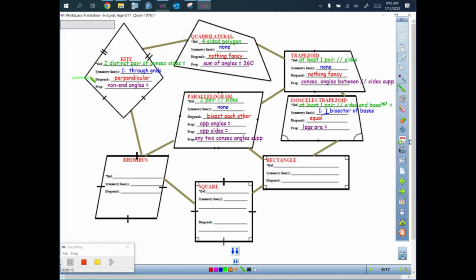What is true about the diagonals of a kite, guys? Why don't you please put a big P right here. Those diagonals are perpendicular. Let's go to parallelogram. What is true about the diagonals of a parallelogram? They bisect each other. And over here on isosceles trapezoid, what is true about the diagonals of an isosceles trapezoid? They are equal.